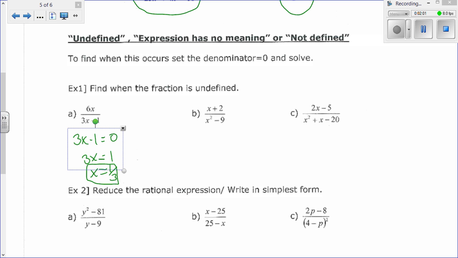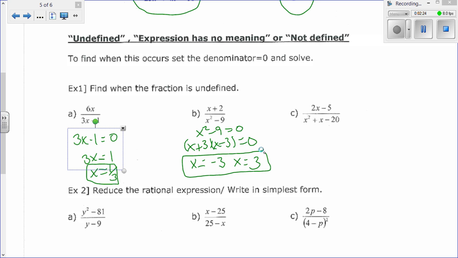For letter B, I have x squared minus 9 in the denominator, so x squared minus 9 equals 0. I'm going to factor: x plus 3, x minus 3, so x equals negative 3, and x equals positive 3. So either a negative 3 or positive 3 will make that fraction undefined.